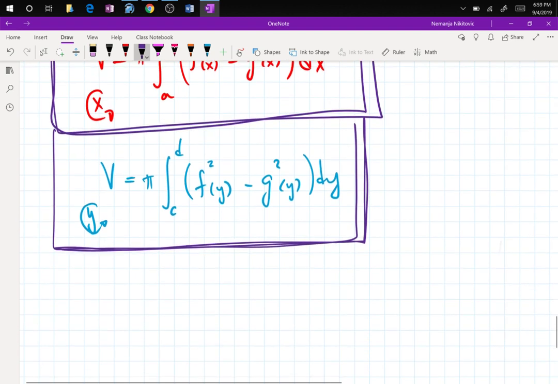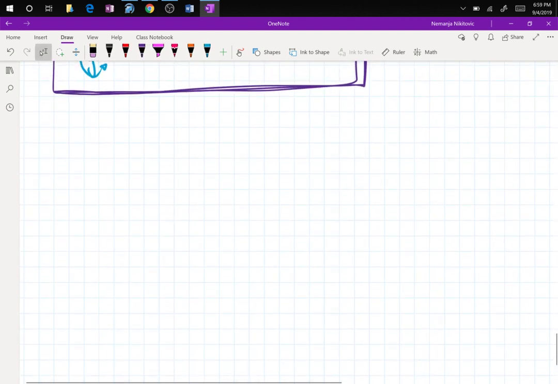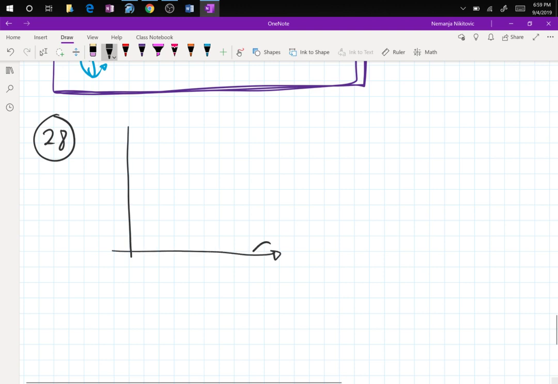So problem 28 in the book has rotation on the x-axis. Oh, I'm using the, that's probably not 28 in this.